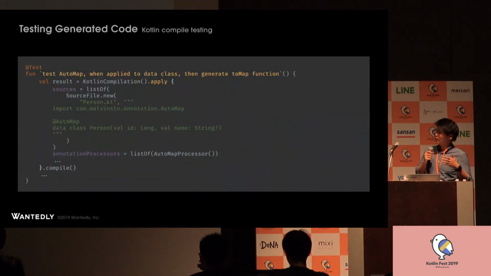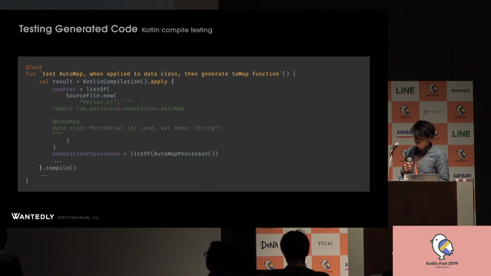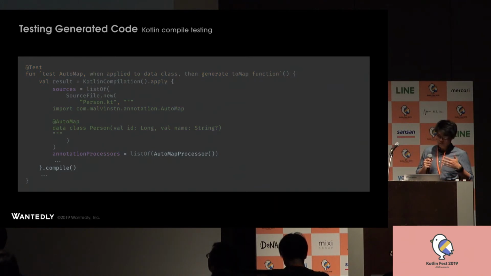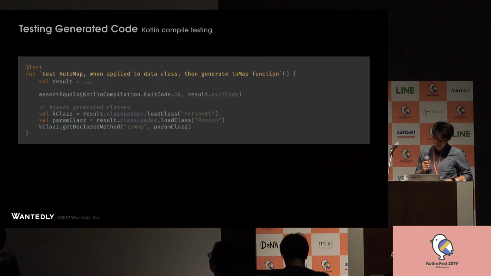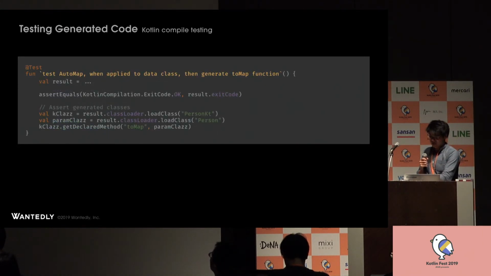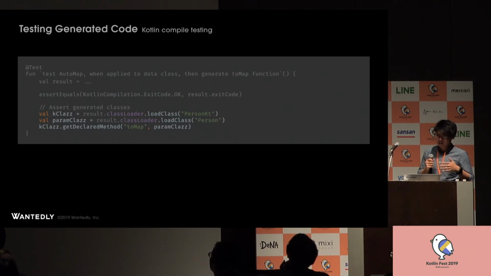This sample code for testing an annotation processor is written using Kotlin compile testing, where we use the KotlinCompilation object to set up a basic annotation test. We pass a list of source files and a list of annotation processors that we want to be run by the Kotlin compiler. Once the compilation is run, we check if the exit code returns OK, and then load the generated classes and assert whether we have the generated extension functions.